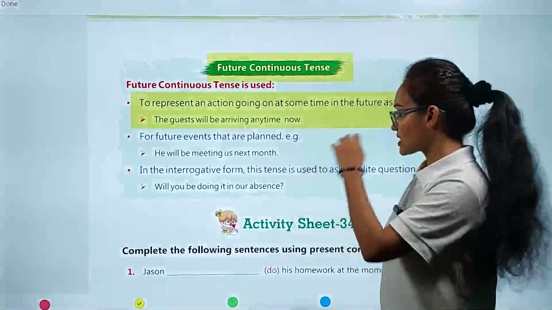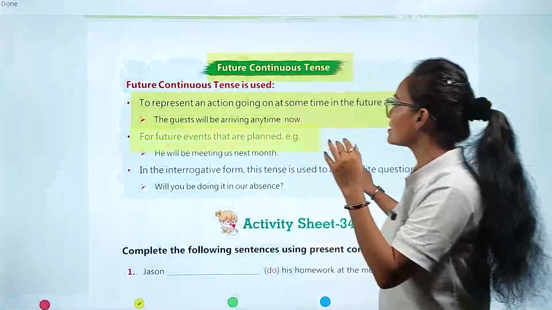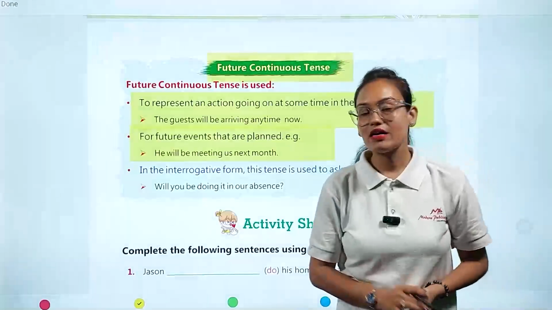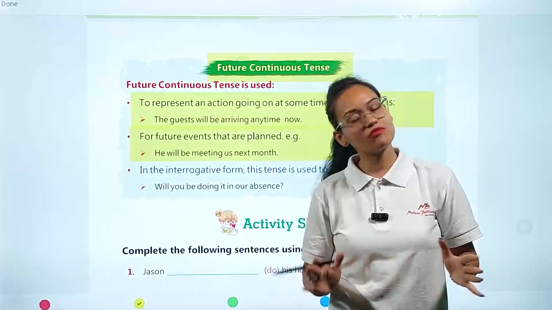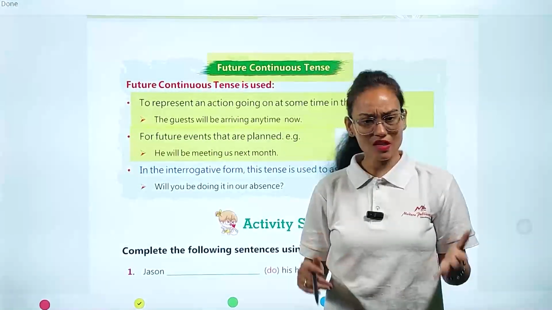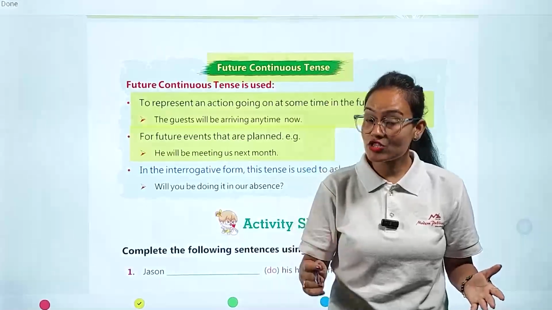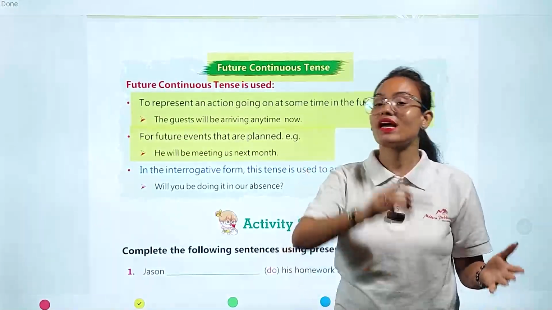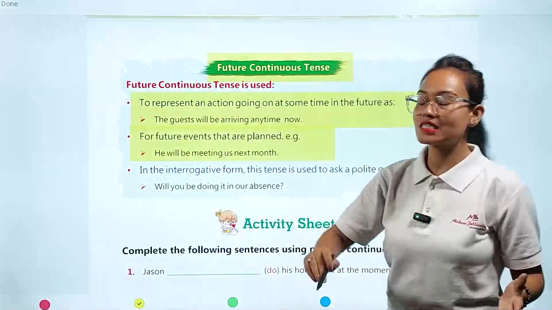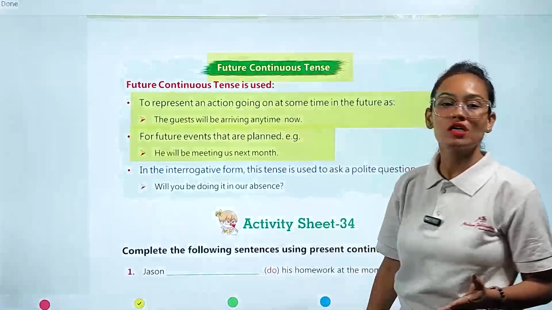Now the second one: for future events that are planned. If we have made a plan, but the action in this plan is going to happen in the future, in this case we are going to use our future continuous tense.